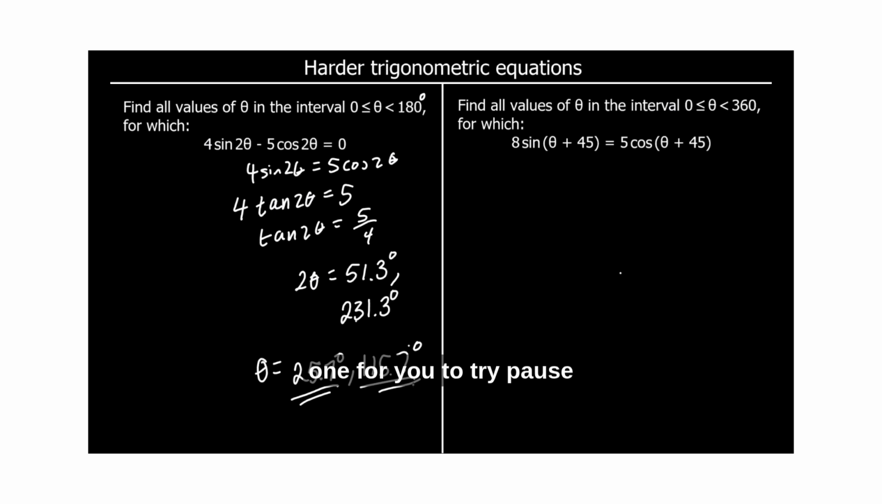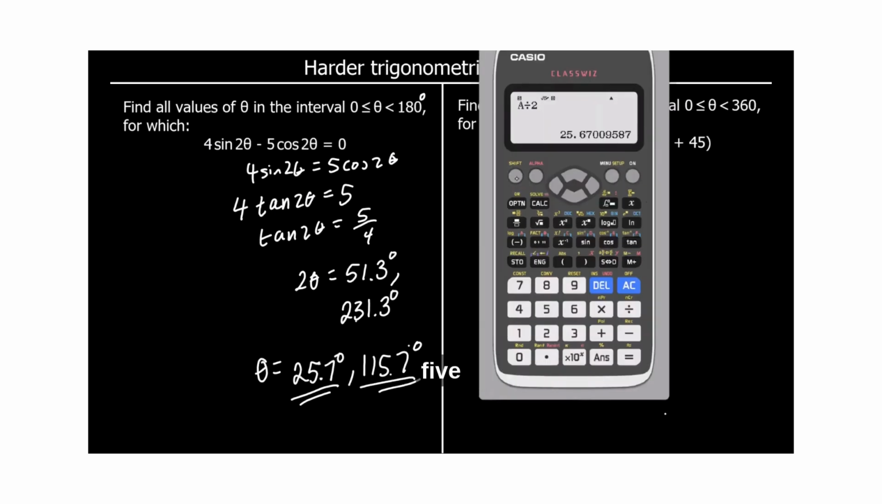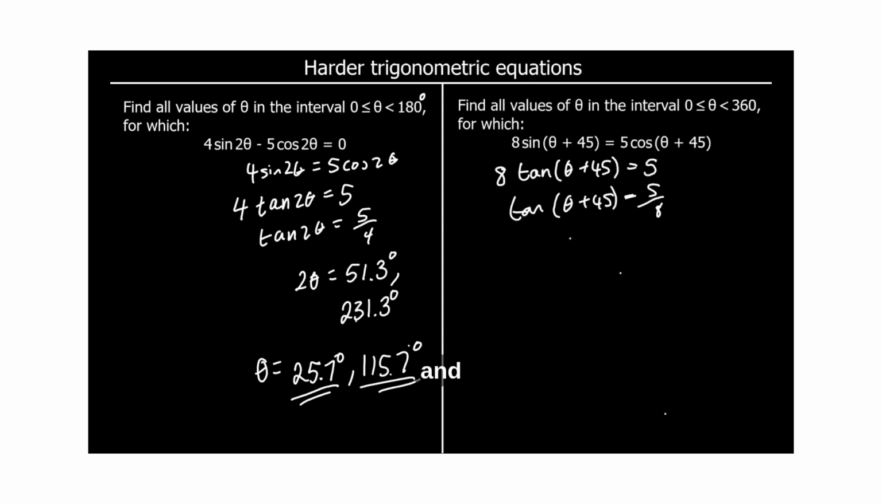One for you to try. Pause the video, give it a go. So again, we've got a sine and a cos. So we can divide the sine by the cos to get tan. So divide both sides by cos (theta plus 45). That will give us 8 tan (theta plus 45) equals 5. Divide both sides by 8. And then shift tan 5 eighths, 32.0.